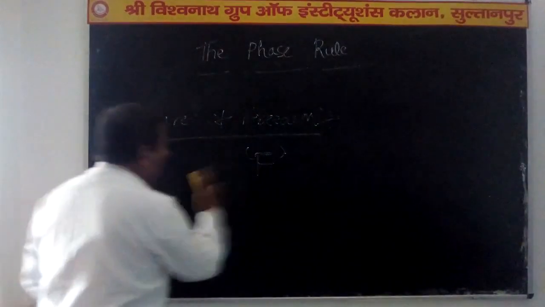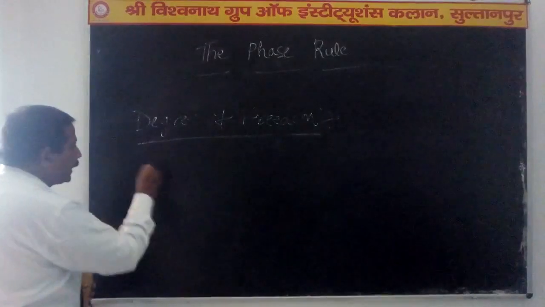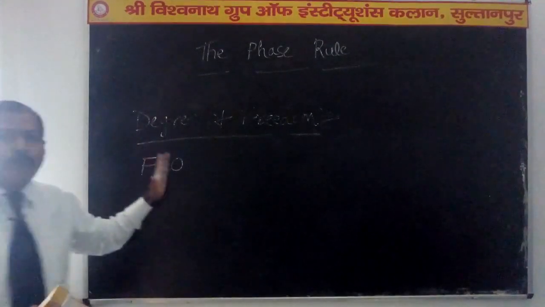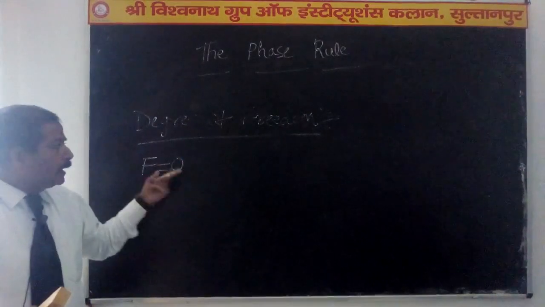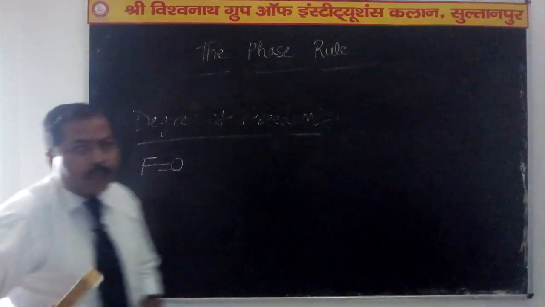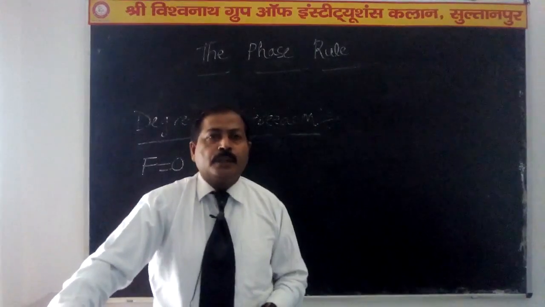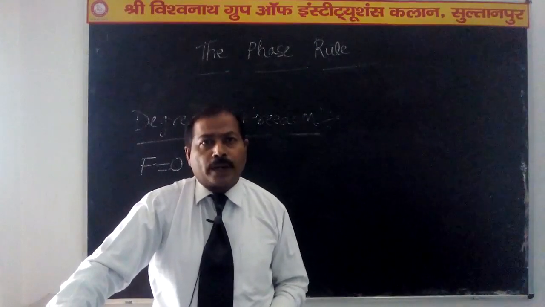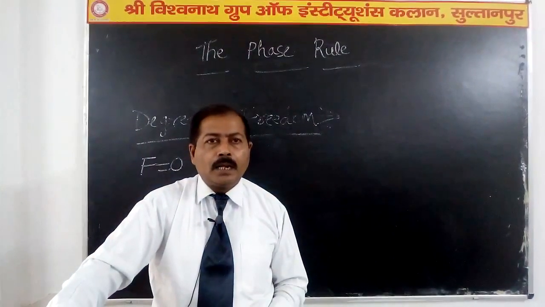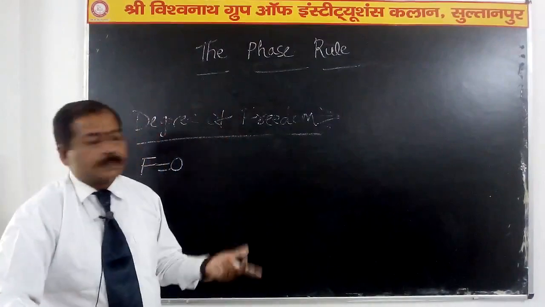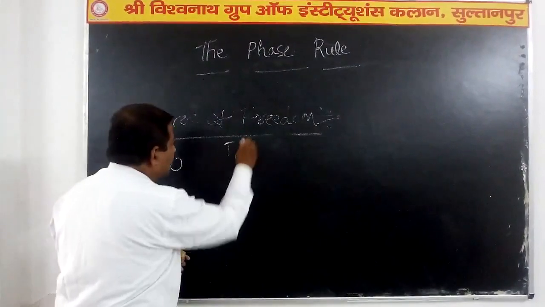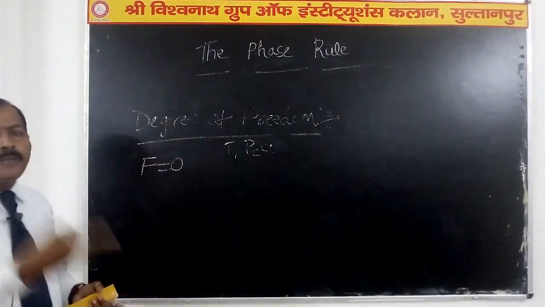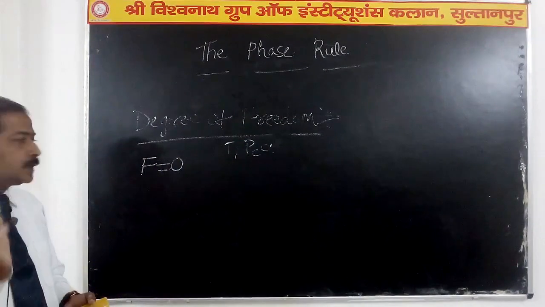The first one, when we get the value F equal to 0, it means the system is non-variant. It means for describing the different phase behavior of the water system, no variable factors such as temperature, pressure or concentration are required, or simply we can say the system would be independent of these three variables. Without these variables we can describe the different phases of the water system.